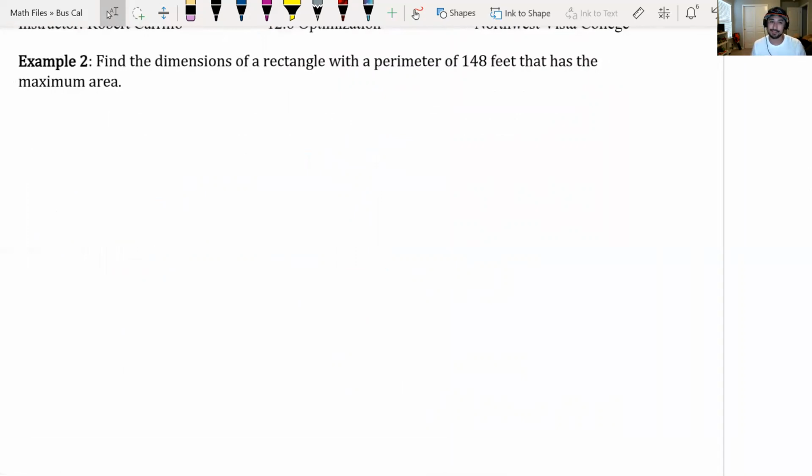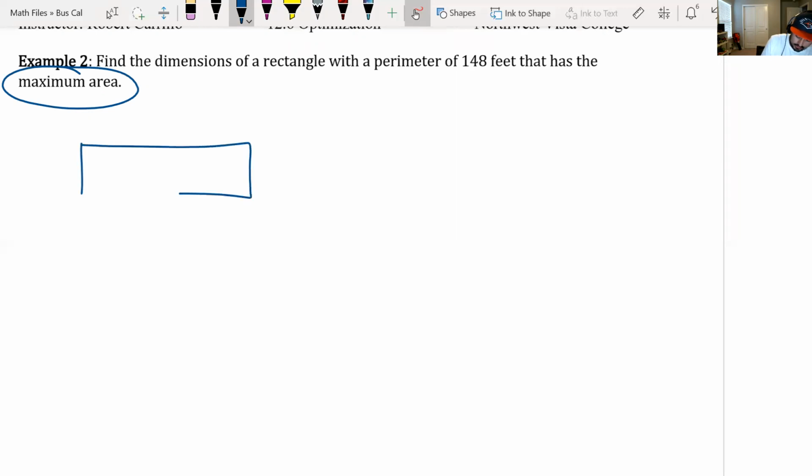So example 2, let's do it again. The way this works for most of them is yes, we will have to make a substitution. Okay. So again, find the dimensions of a rectangle with a perimeter of 148 feet that has the maximum area. So our job here is to maximize area. All right. So again, I'll draw my rectangle.